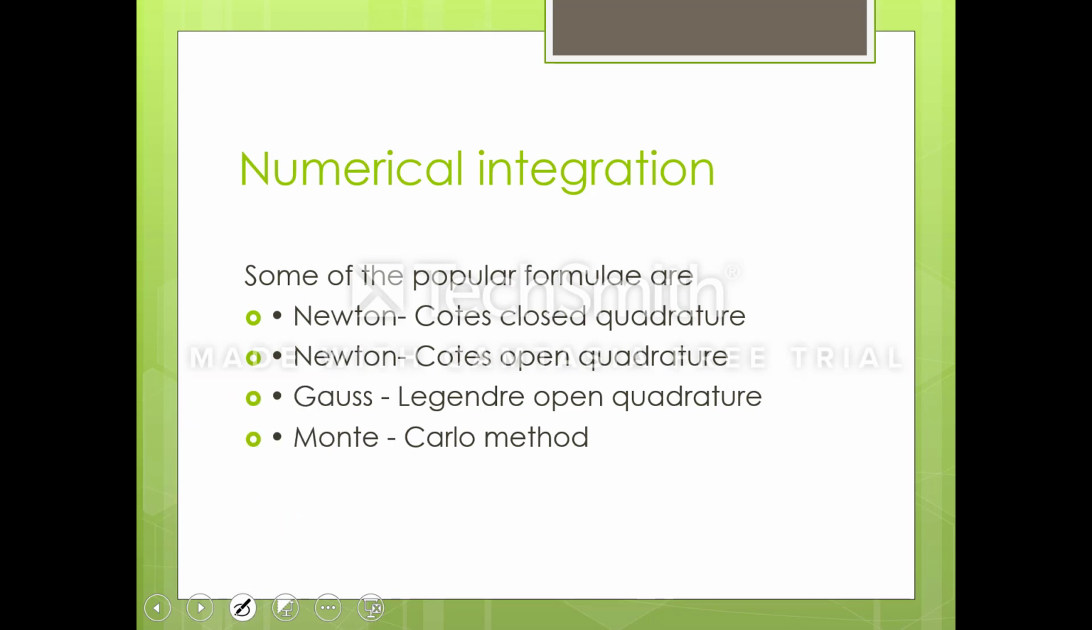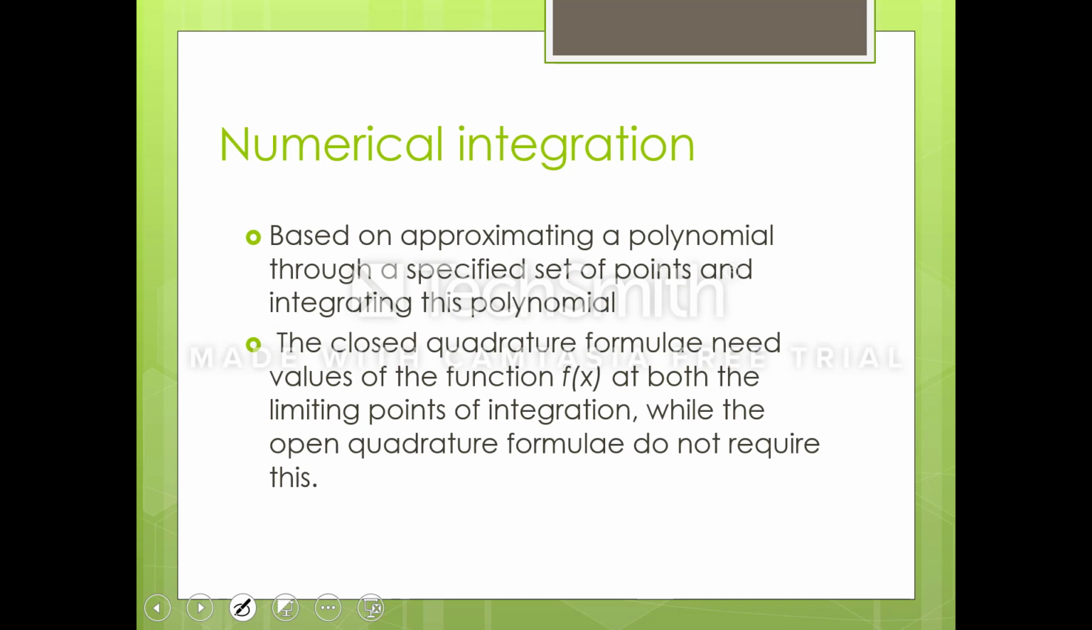Closed quadrature and open quadrature are two classes of numerical integration methods. What we are doing here is approximating a polynomial through a specified set of points and integrating this polynomial. The closed quadrature formula needs the value of the function at both the limiting points of integration, while the open quadrature formula does not require this. That is the difference between open and closed quadrature type of formulae.